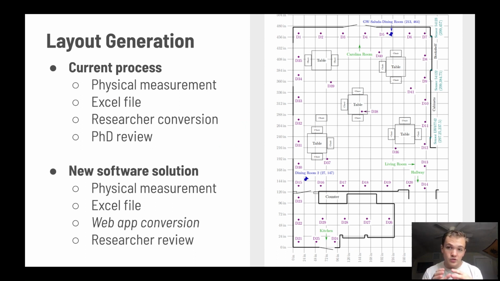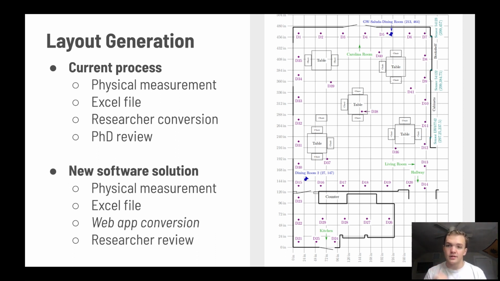This currently starts with the physical measurement. So they're in the client sites with measuring tapes. They then convert their physical measurements to an Excel file, and these Excel files are then used by a researcher to manually scrape and put inputs into LaTeX, which is software that allows you to create PDF documents. And then this is reviewed by a PhD student who goes about seeing what is configured incorrectly and what needs to be updated.